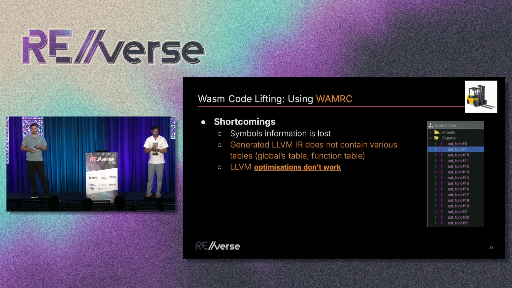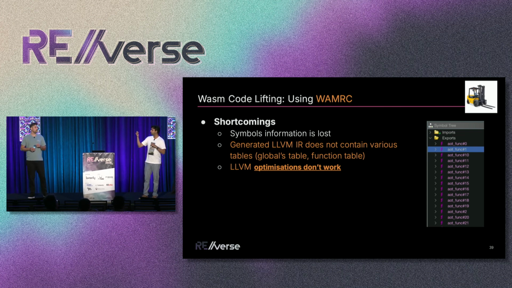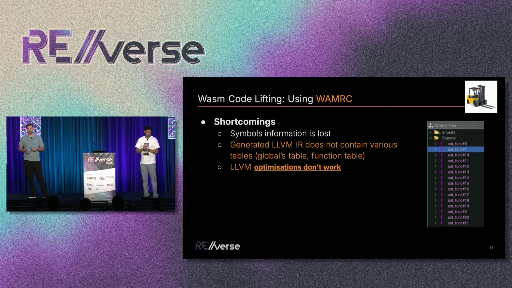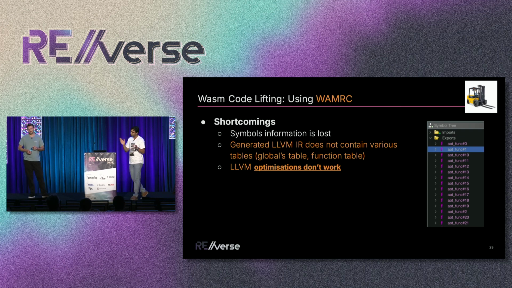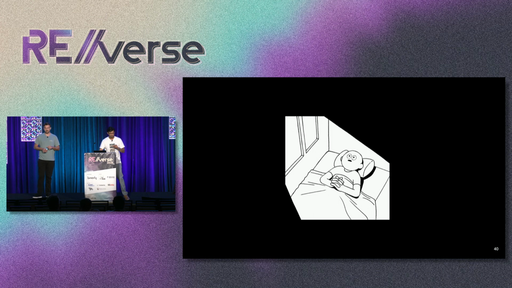First and foremost, we lose all the symbol information. In the image you can see the functions are renamed to AOT function 0, 1, and so on, so information is lost. And the most important thing for us was that all the meta information, like the tables that we showed earlier, is not available in the IR. Maybe WAMR uses it in some other representation, but in the IR format this information was lost. This hampers us when we get into the de-obfuscation passes using LLVM. So we were back to the drawing board.